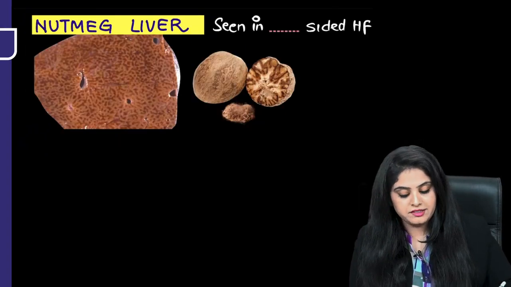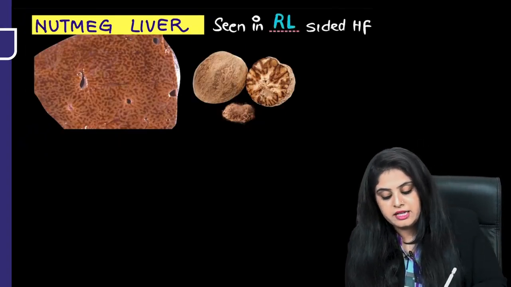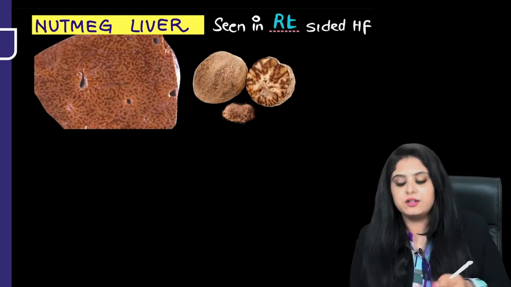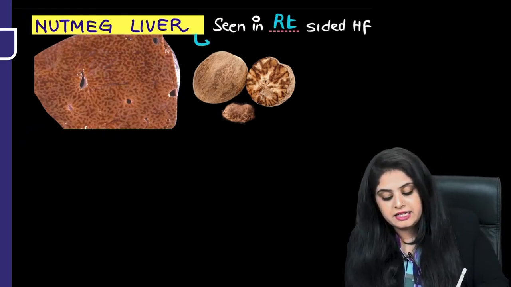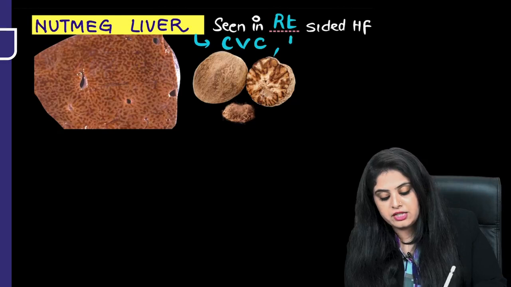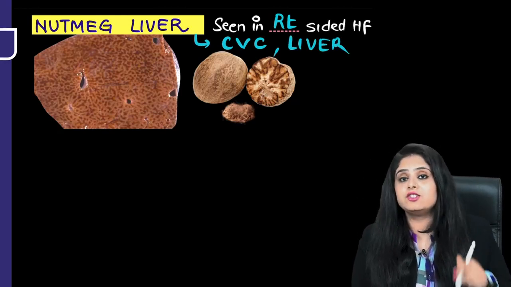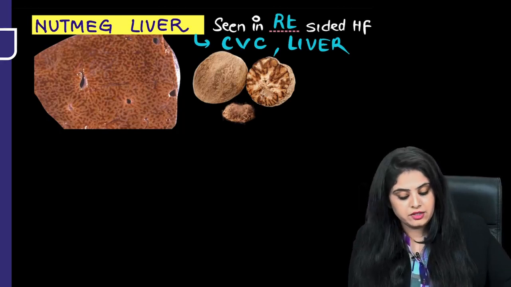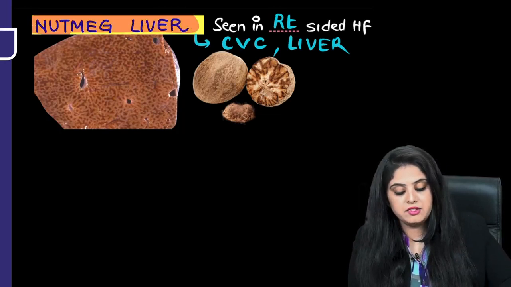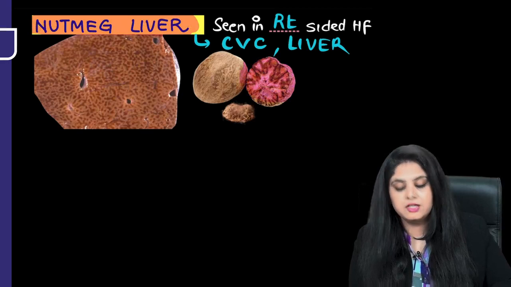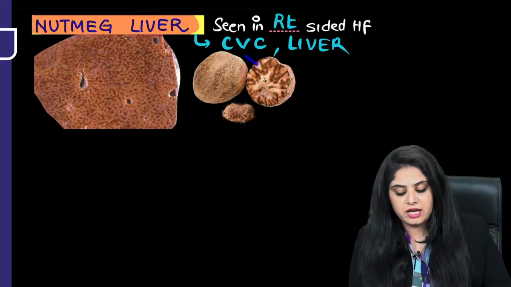Then what do you see in right-sided heart failure? Please note, when the right side of the heart fails, there is chronic venous congestion that can happen in the liver, in the spleen, and so on. When chronic venous congestion happens in the liver, it results in the formation of a nutmeg liver. It looks like this nutmeg over here, dark and light, dark and light. So dark areas, light areas.